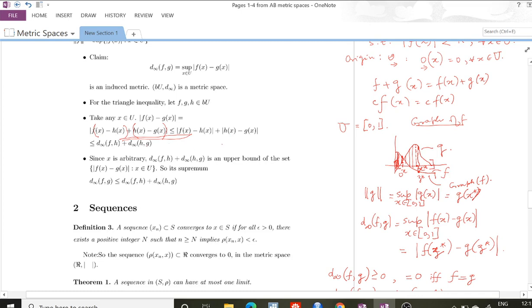Right? So you've established that for all x in the domain, |f(x) - g(x)| is less than or equal to the distance between f and h plus the distance between h and g, right? This is true for all x. Since it's true for all x, it must be true for the sup over these.